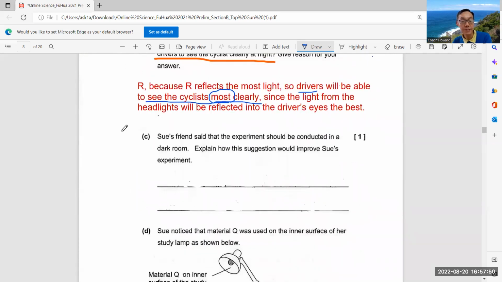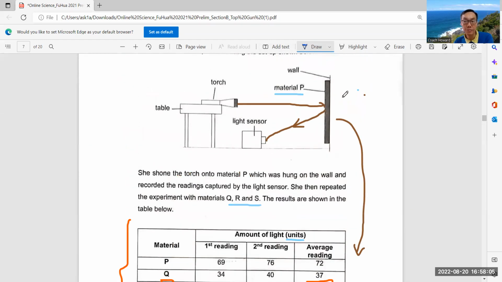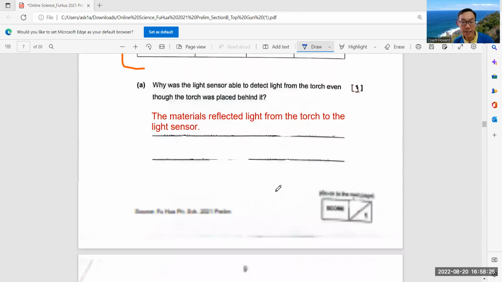This type of question, you also take note. Usually some students have problem answering such a question: why should the experiment be conducted in a dark room? That means why must this experiment be done in a dark room? Because I don't want the light sensor to pick up light from other light sources. I only want the light sensor to pick up the light from the torch. So in answering this question, you should say that to ensure that the light detected by the light sensor only comes from the torch and not any other sources.